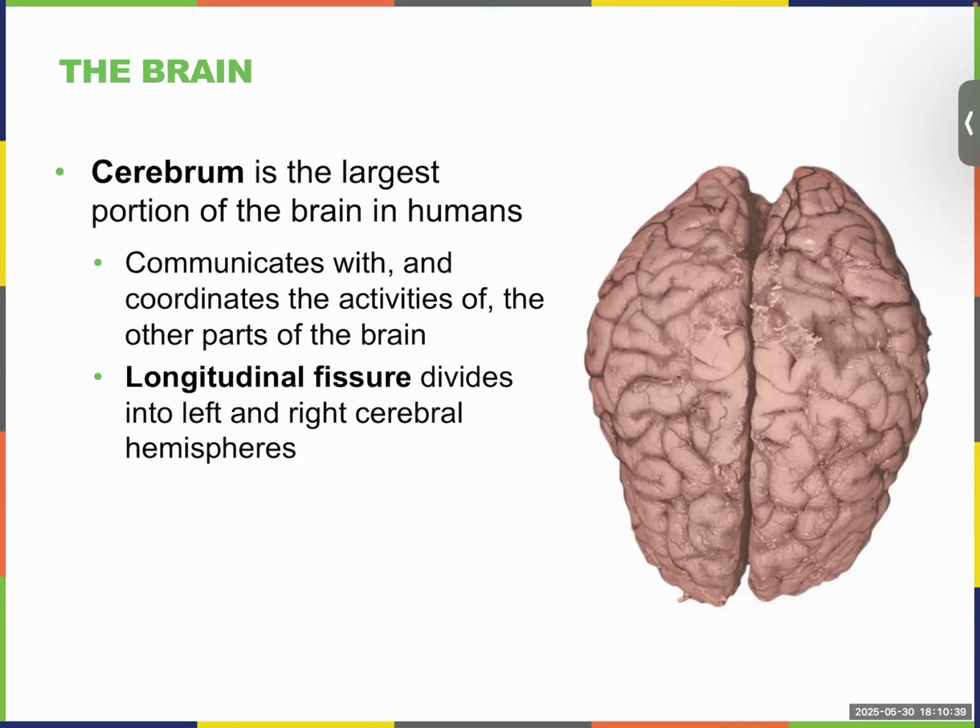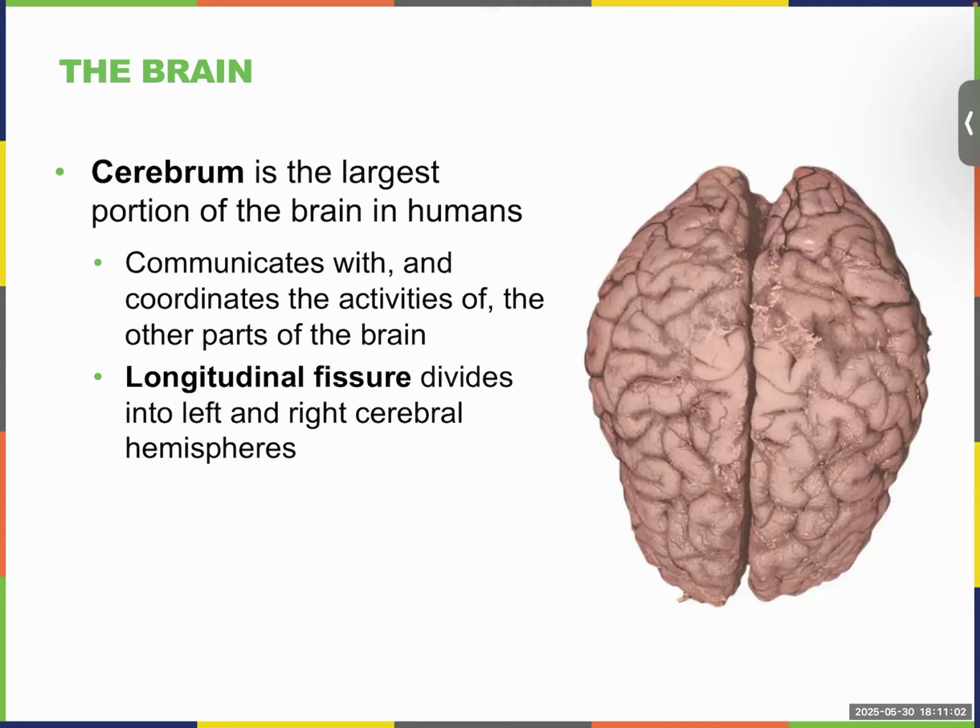The cerebrum, as shown here with the two hemispheres, is the largest portion of the brain in humans, and it's involved in communication with and coordinating the activities of the other parts of the brain. We see this division there. It's called the longitudinal fissure, and that gives us our left and right cerebral hemispheres.